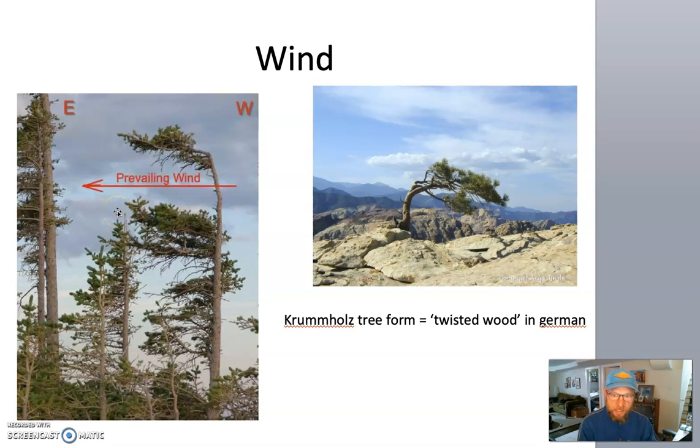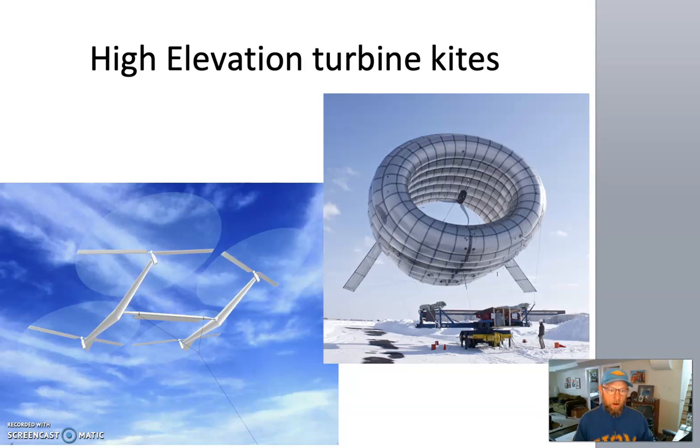Also, high wind speeds occur at high elevation. So you can see these trees, the growth pattern of these trees is in response to the high wind speeds. And also, people are thinking about how to harness the high wind speeds at higher elevations using turbines.